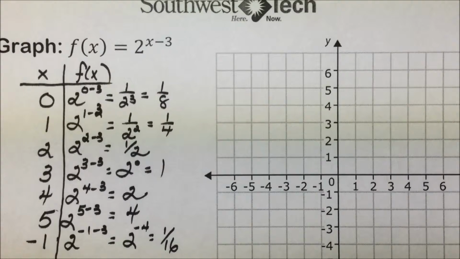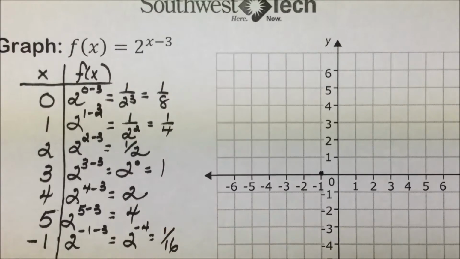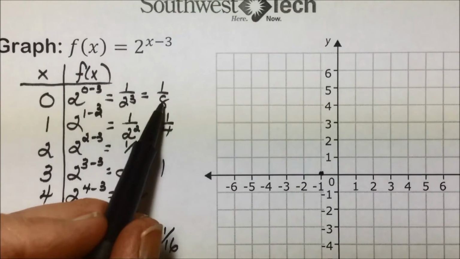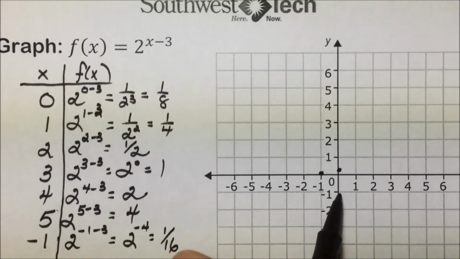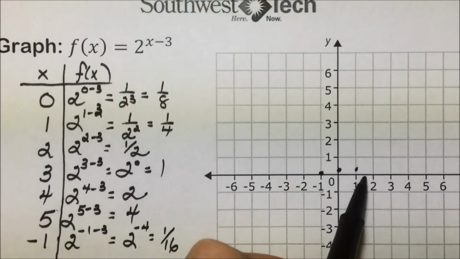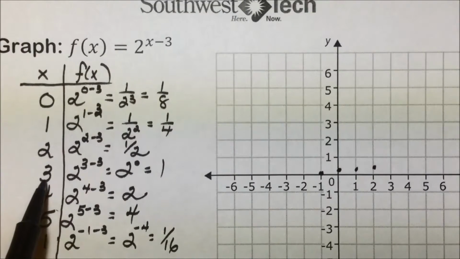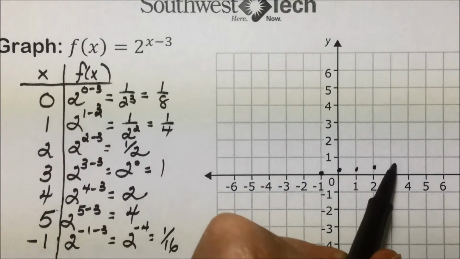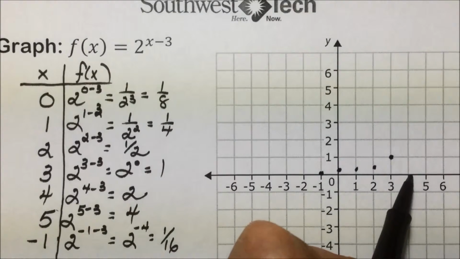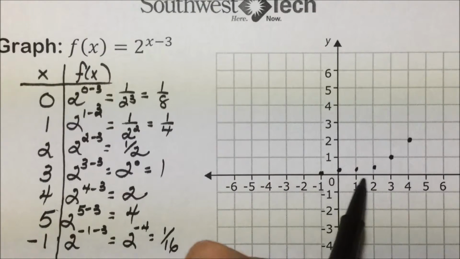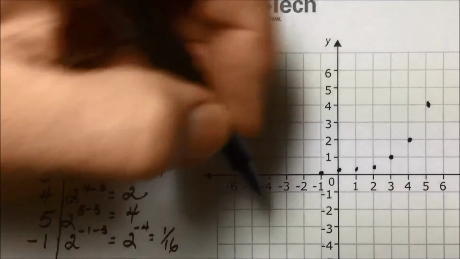So plotting these points, we have negative 1 is 1/16. Starting at the top, we have 0 is at 1/8, so up a whisker more. 1 is at 1/4. 2, 1/2 is the next ordered pair that we had. We had x of 3, y of 1. We have the ordered pair 4, 2, so over 4 and up 2, 5 over and up 4. And I guess we have those values.